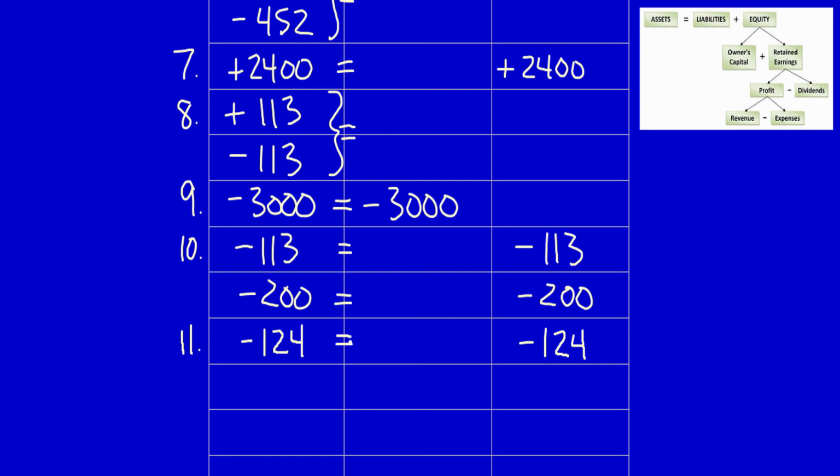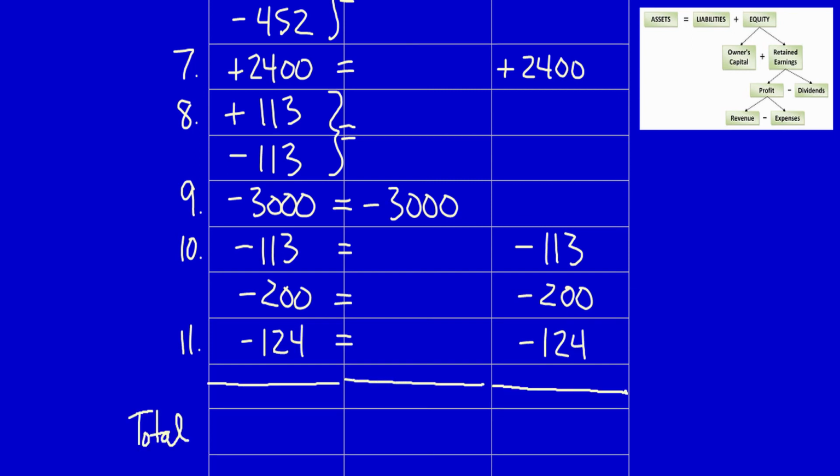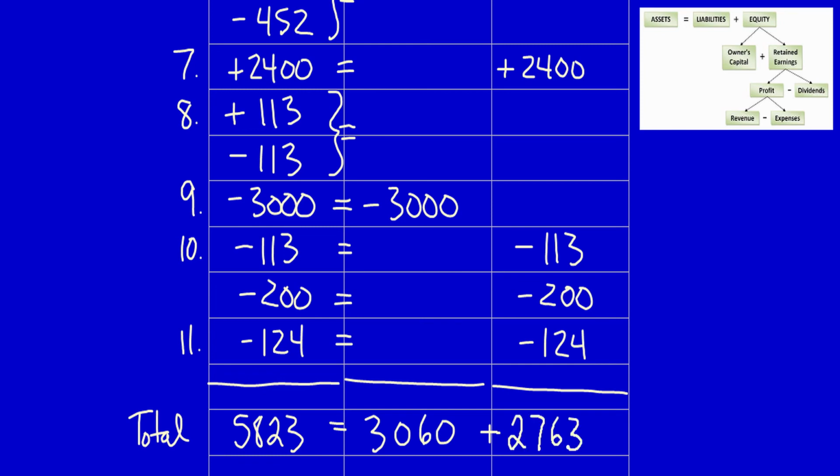Let's now total each of the columns, because if we've done all these transactions correctly, the total of all the entries will balance just like each individual transaction balances. The total of all the assets is $5,823. The total of all the liabilities, $3,060. And the total of the equity, $2,763. And we see that there's perfect balance.